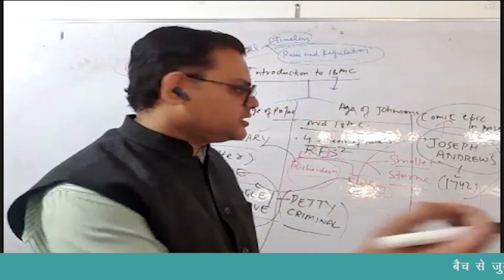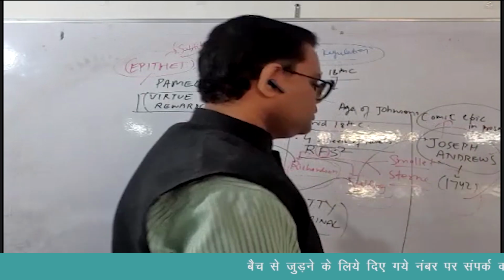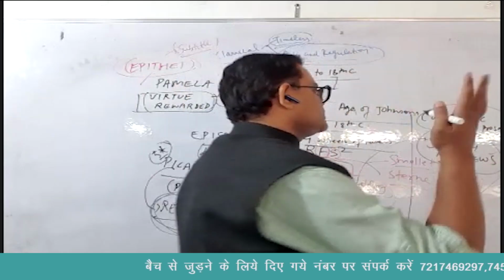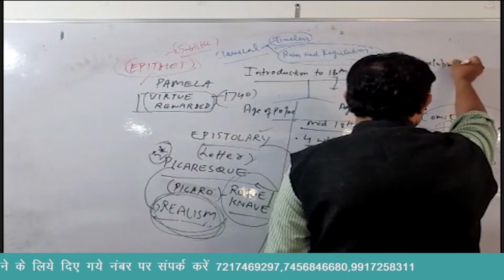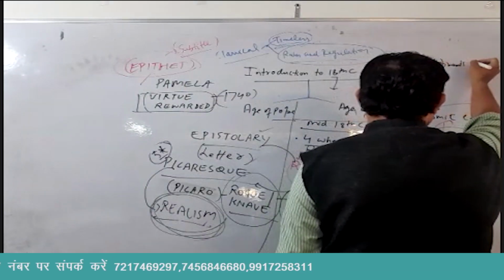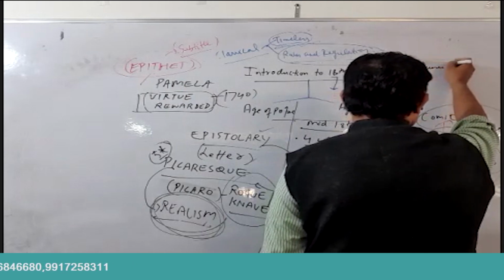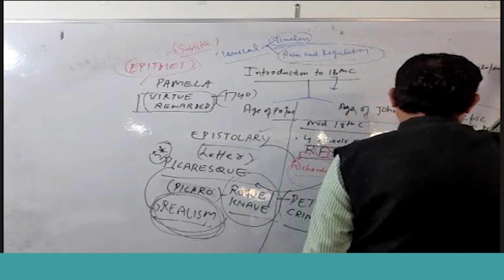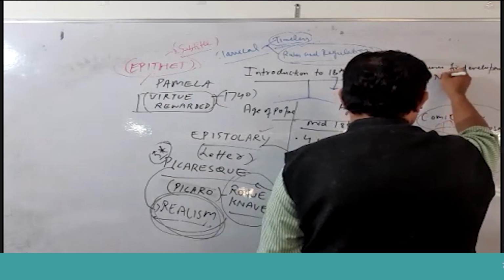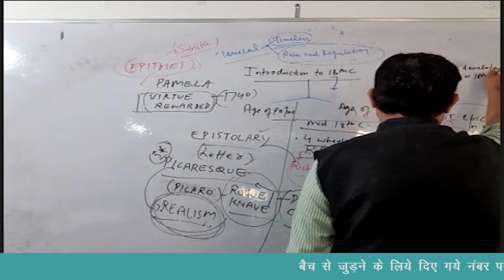So if you want to write about novels, anywhere, not in the chart, you can just write two or three points. You can make a separate heading: causes for developments of novel in 18th century.